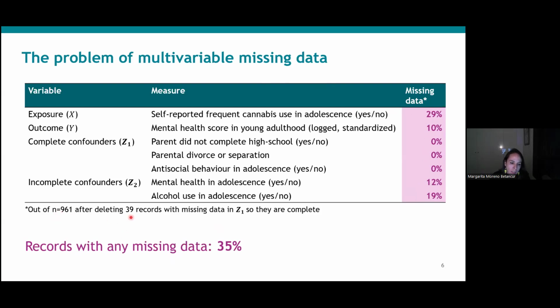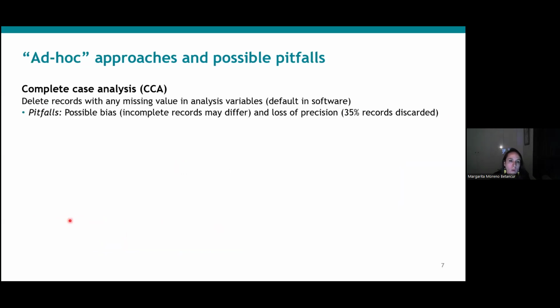And we actually deleted 39 records with missing data in a few of these confounders to really have these as complete to simplify. So this resulted in a sample size of 961. All right, so what do we do when we have missing data? So just briefly, what are the sort of simple, easy approaches that one might think of doing?